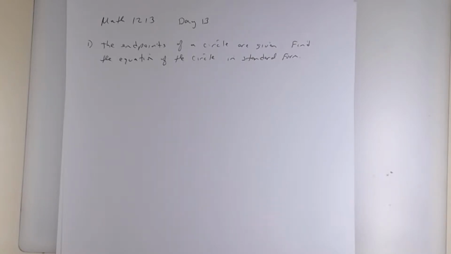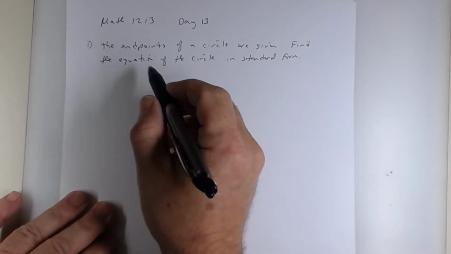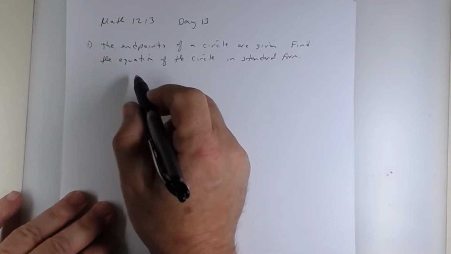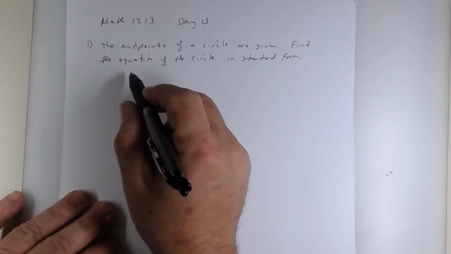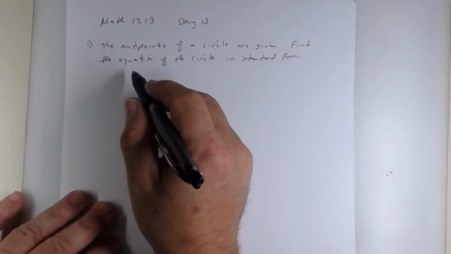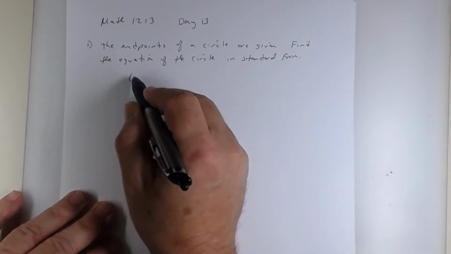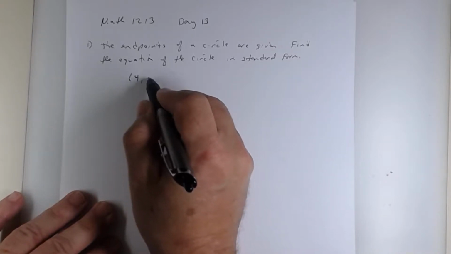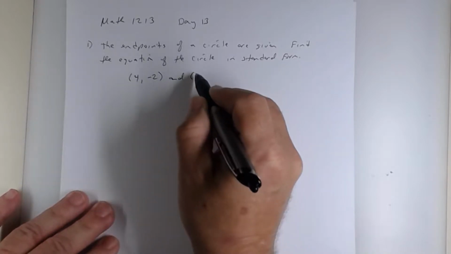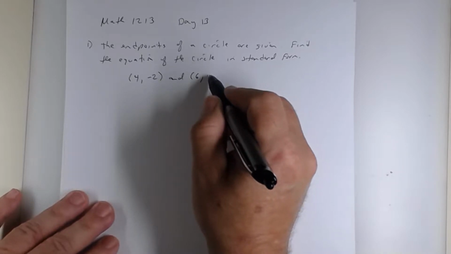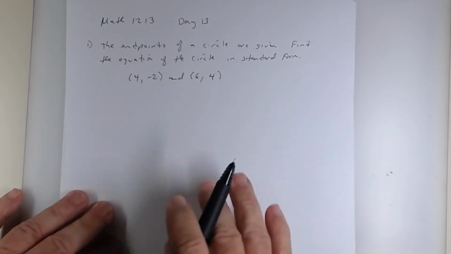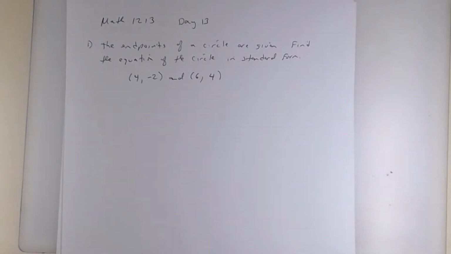Okay, so, here are the endpoints. Let's suppose I'm trying to make the endpoints not be in fractions, or be numbers that won't give you fractions. So let's say the endpoints were (4, -2) and (6, 4). Okay, so these are the endpoints of a circle, and you want to find the equation of the circle in standard form.